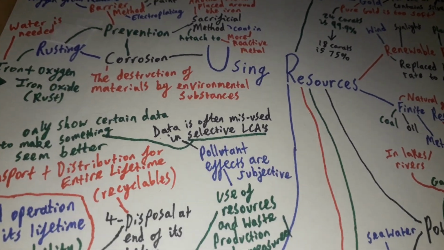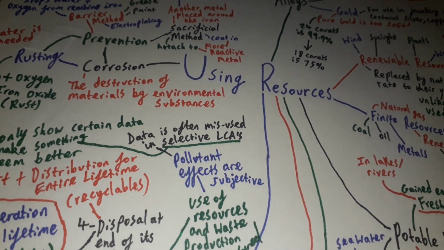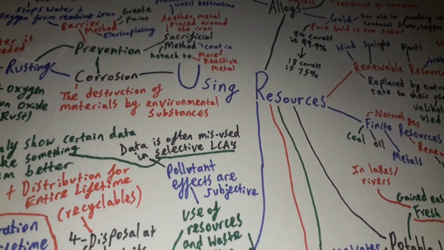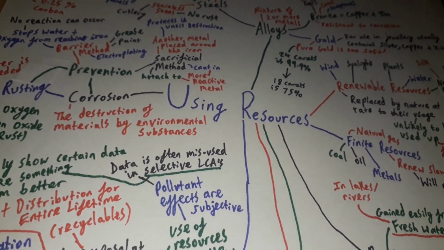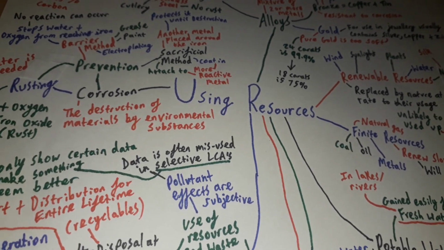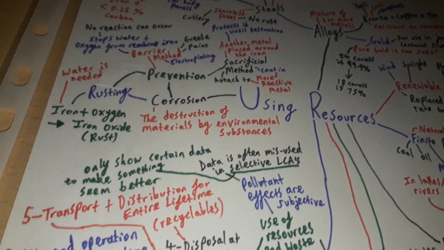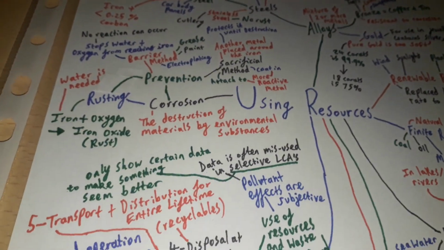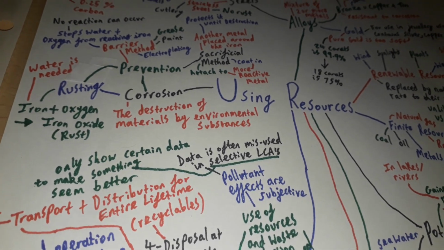So another thing that causes something bad is that data is often misused in selective LCAs. Because everyone doesn't know everything, the data is often misused. Because it's subjective, they can use it to make you think what they want you to. So they only show certain data to make something seem better. So this might be done to advertise for a certain product and push you to buy a different one.